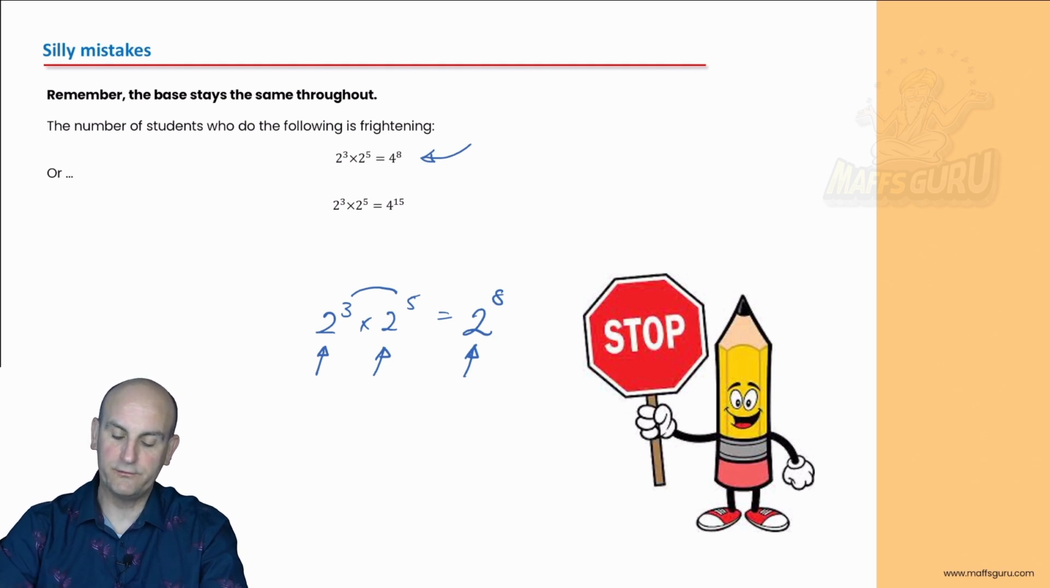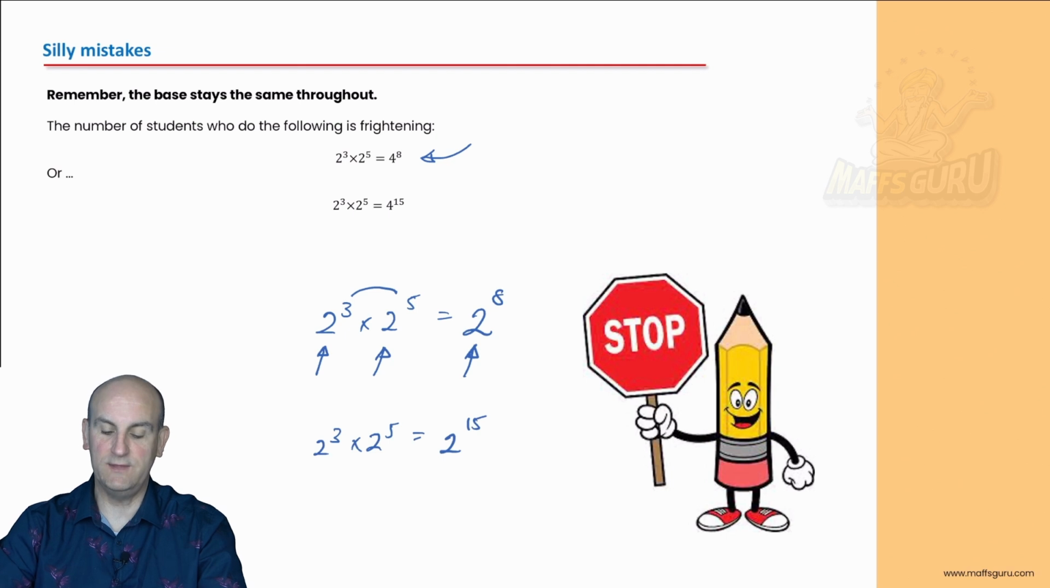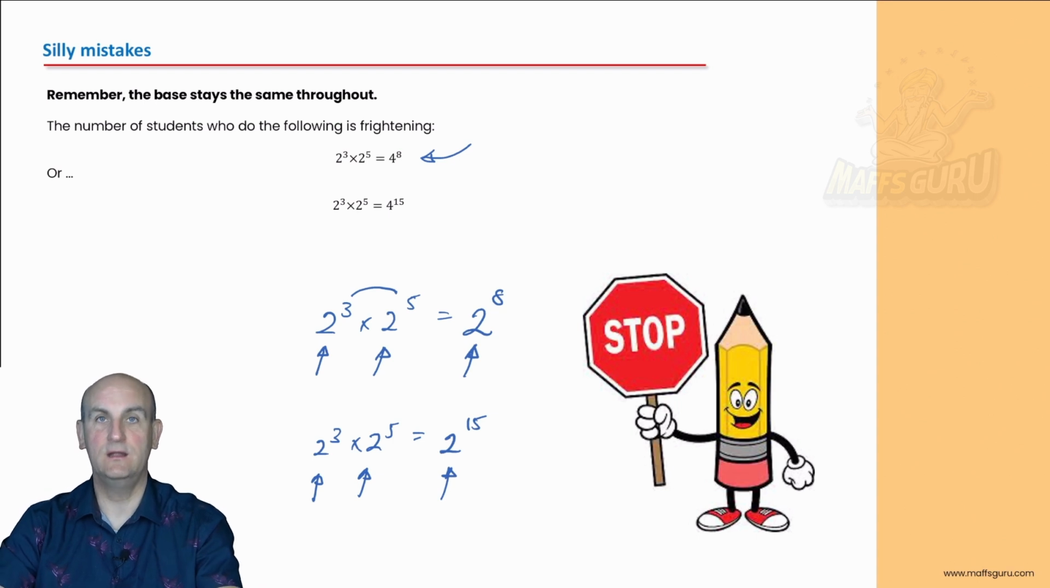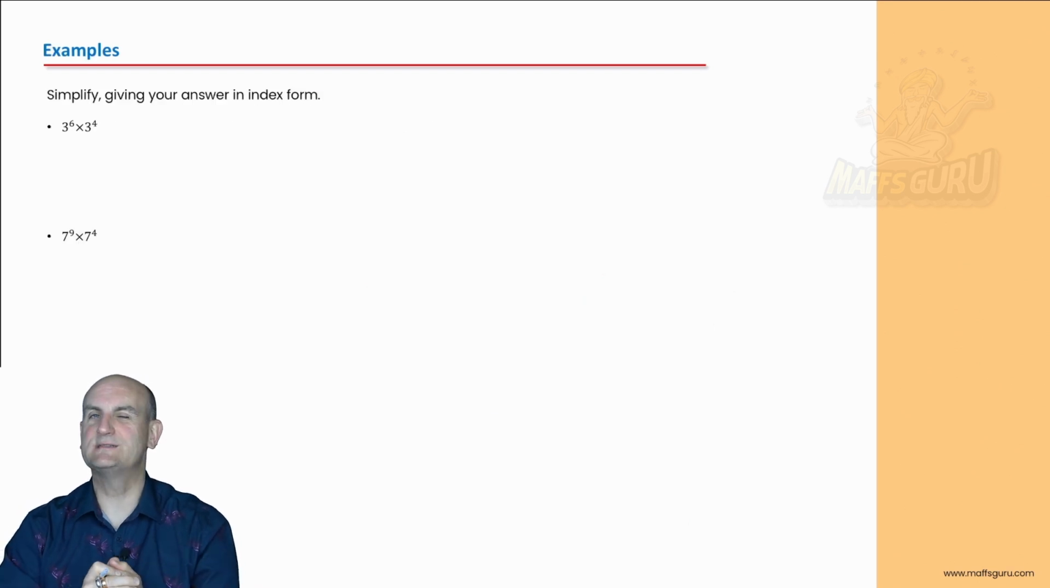What about this one? 2 to the power of 3 times 2 to the floaty 5 gives me 2 to the floaty 15. Can you see what they've done there? Well, the bases are the same, but they've multiplied the powers. They didn't add them together. Right, so look for the tricks. Write some examples in your summary book. That might be useful. All right, so let's do some quick examples just to test.